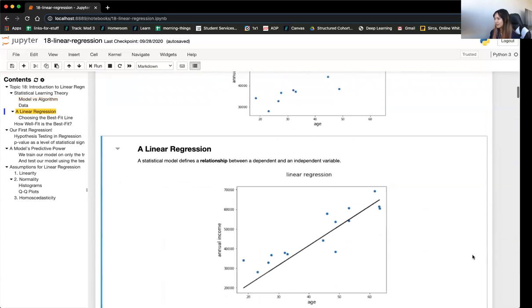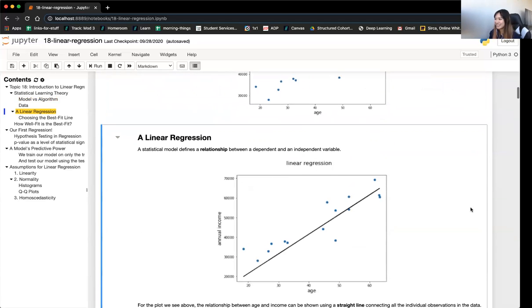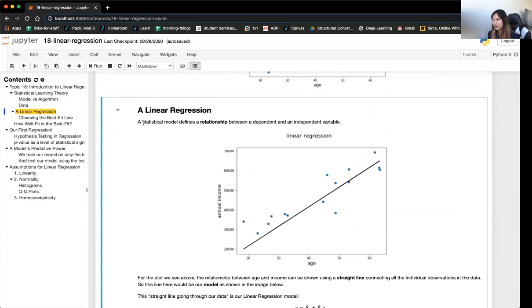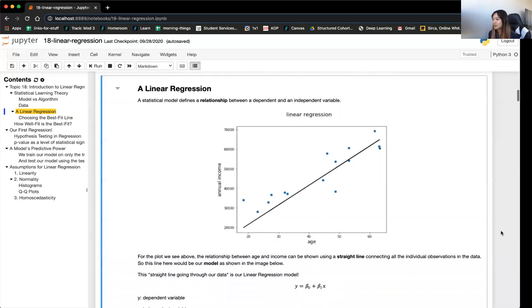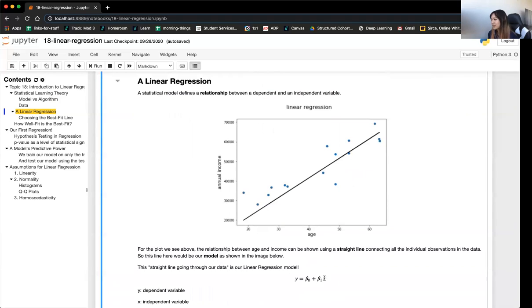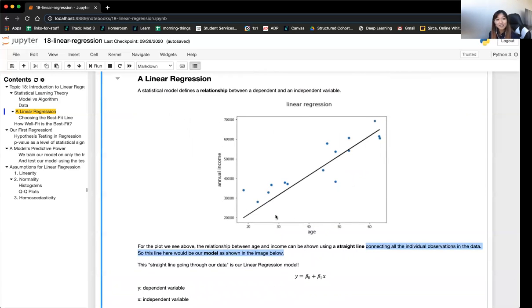Awesome. Okay, so we're finally going to get into linear regression. A statistical model defines a relationship between a dependent and an independent variable. So a linear regression is a type of statistical model. We'll actually talk about a few others next phase. But this linear regression shows the relationship between, as I mentioned, dependent and independent variable. In this graph, we can see that the relationship between age and income can be shown using a straight line that connects the individual observations in the data. So the line is our model.